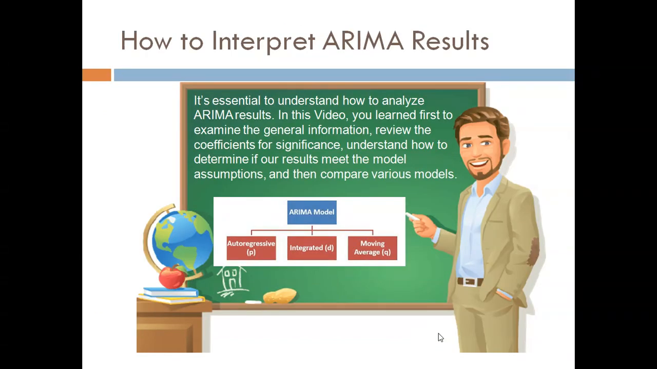How to interpret the ARIMA result. It's very essential to understand how to analyze the ARIMA result. In this video, you will learn to first examine the general information, review the coefficients for significance, understand how to determine if our result meets the model assumptions or not, and then compare the various results. ARIMA is made of three components: P for autoregressive, D for integrated, and Q for moving average. P, D, and Q.